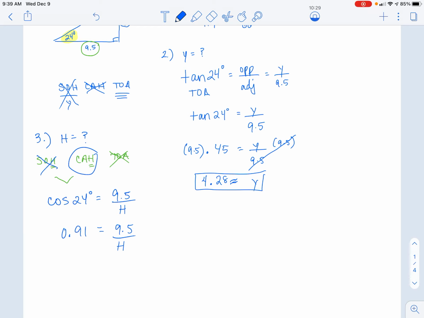And then we just do our math here. We're going to, let's see, 9.5 over H. How do I have H here? 0.91. Okay, well, I was just looking at something really quickly here.